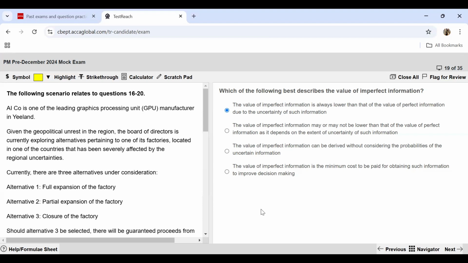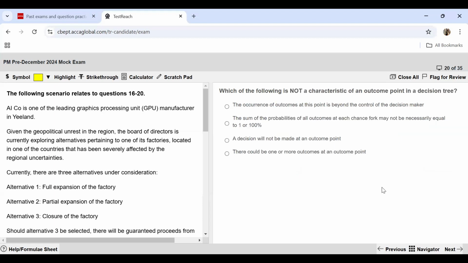Moving to the third statement, value of imperfect information can be derived without considering the probabilities of the uncertain information. This is not correct because you've got to know what the probabilities are to be able to work out the numbers. And the fourth statement says the value of imperfect information is the minimum cost to be paid for obtaining such information to improve decision making. Now, this statement is also incorrect. Over here, you will be paying as much as you can, depending upon the benefit that you will be getting as a result of some information which is not perfect, but still is going to help you in some manner. So the price that you will be paying for it is the maximum benefit that you are getting because of having imperfect information rather than having no information at all. So we select option A as our answer and move to the last question for this scenario.